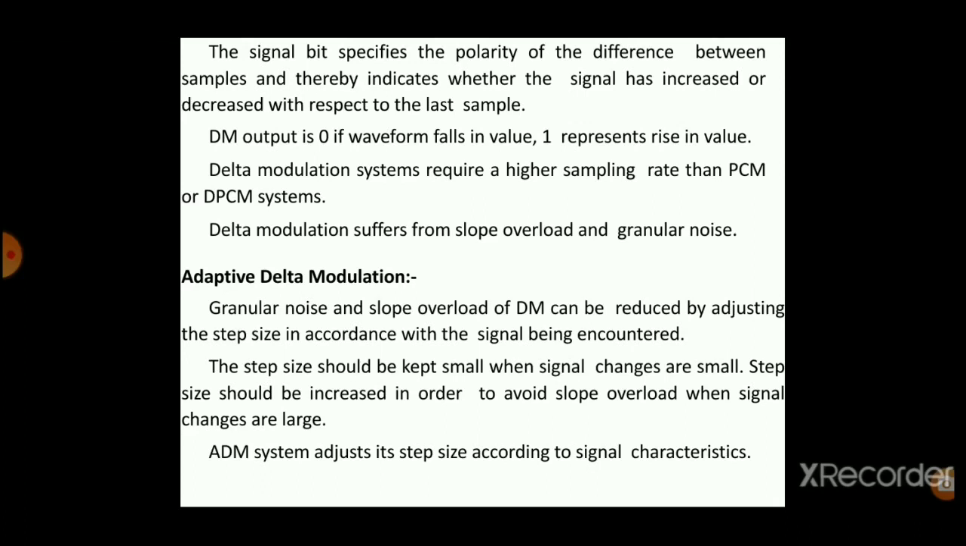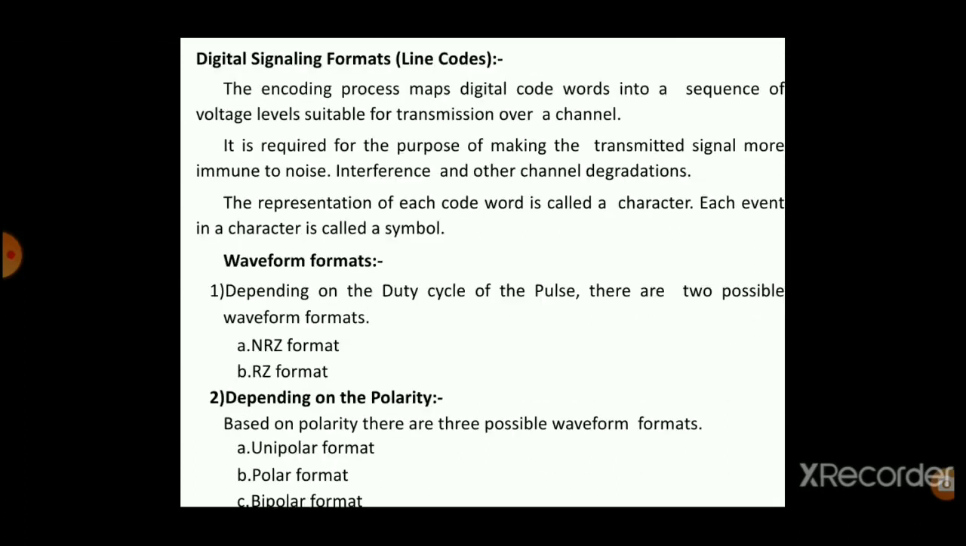Next one, adaptive delta modulation. Granular noise and slope overload in DM can be reduced by adjusting the step size in accordance with the signal being encountered. The step size should be kept small when signal changes are small. Step size should be increased in order to avoid slope overload when signal changes are large. The ADM system adjusts its step size according to signal characteristics.